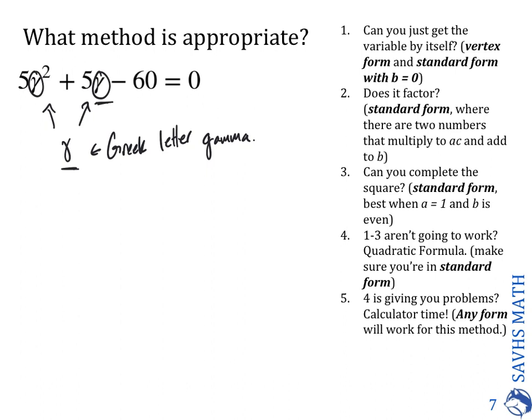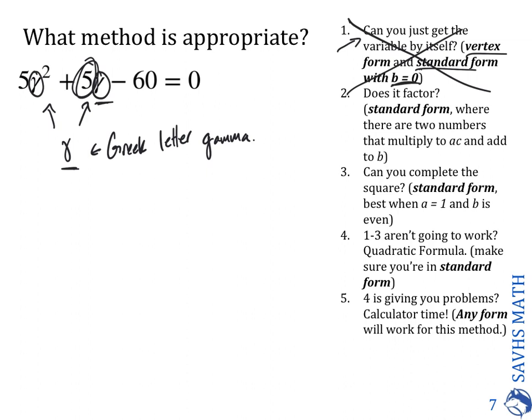So let's look at this. Number one, can we just get the variable by itself? And this gives us a hint. Are we in vertex form? No, we're not. We're in standard form. And it says, are we in standard form with b equal to 0? And we can see that b is 5. So no, we can cross off strategy number 1. That's not going to work.